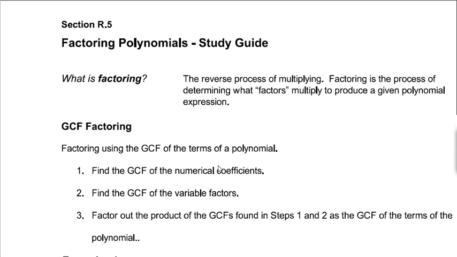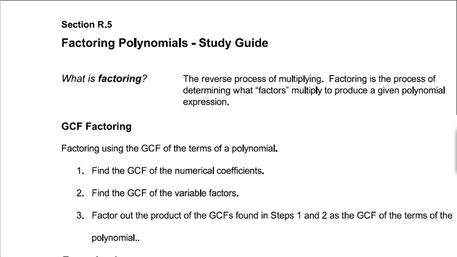This video is to complete the study guide for section R5, which is factoring polynomials. Factoring is the reverse process of multiplying. So normally when we multiply and put two polynomials together by multiplying, this is breaking it back apart. It's basically figuring out what divides evenly into the polynomial. So there are about 4 or 5 different types of factoring we're going to learn.